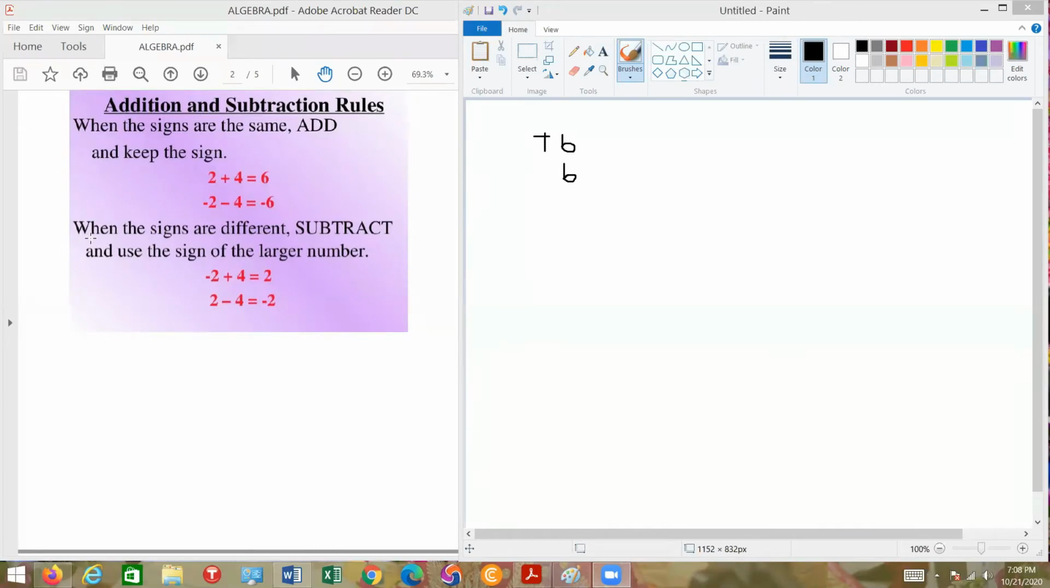And this is rule number 2. It says when the signs are different, subtract and use the sign of the larger number. When it talks about the signs being different, it simply means you have a negative and a positive. For example, here you have negative 2, positive 4. Once you have unlike signs, you subtract, and when I subtract here, I get 2.